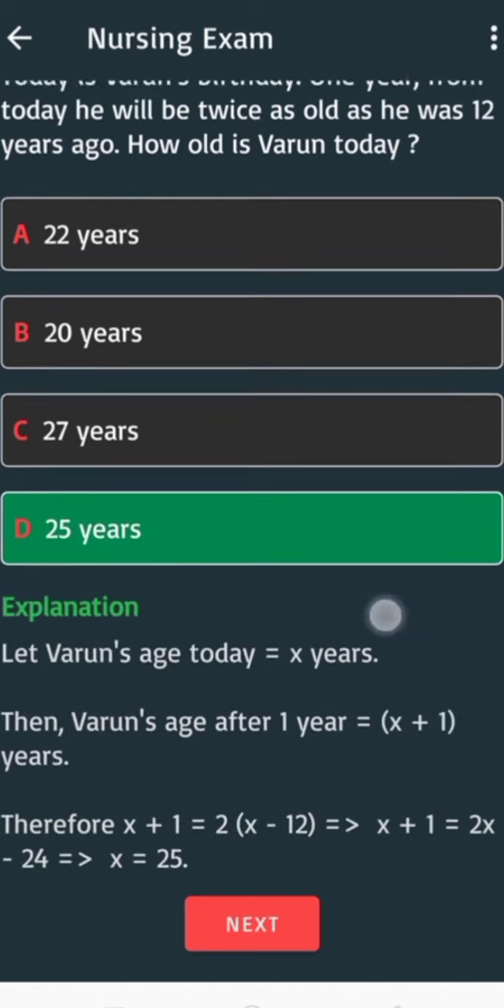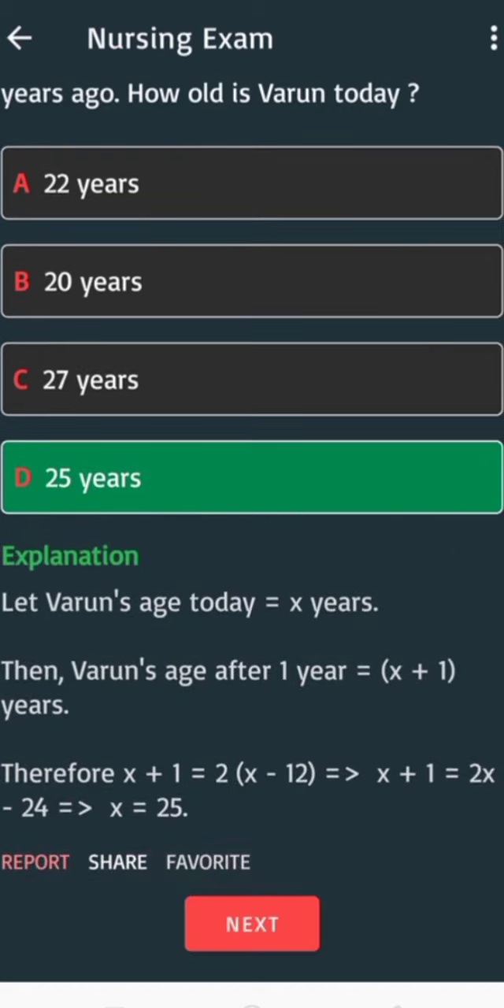Correct answer. Let Varun's age today equal X years. Then, Varun's age after 1 year equals X + 1 years. Therefore, X + 1 = 2(X - 12) => X + 1 = 2X - 24 => X = 25.